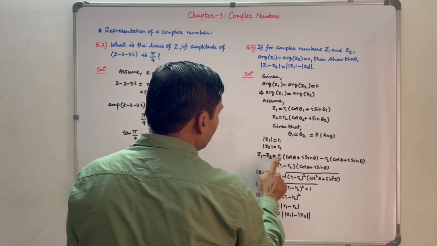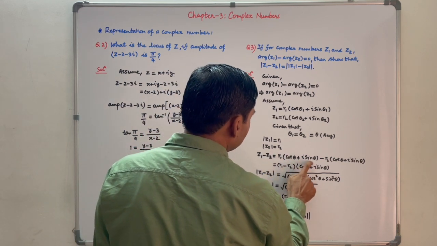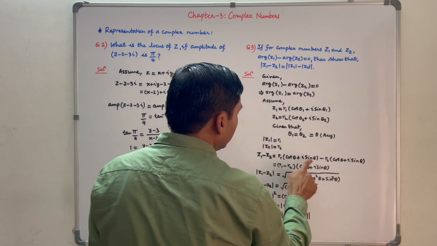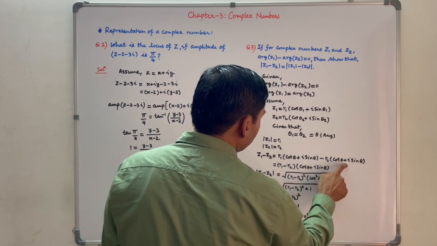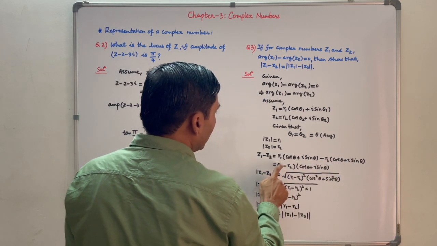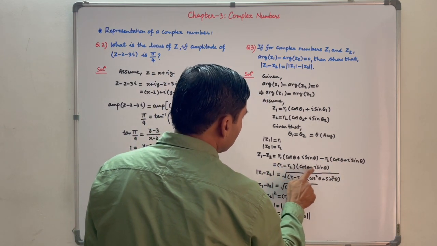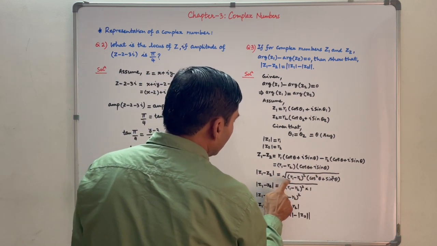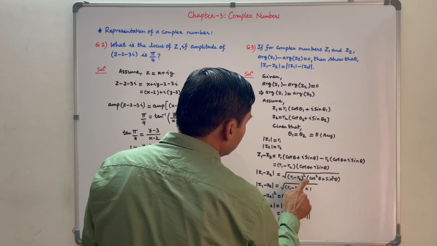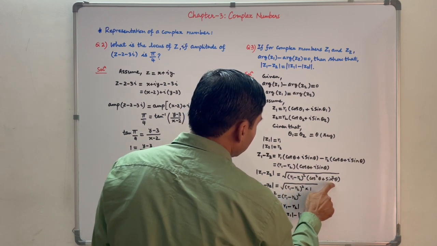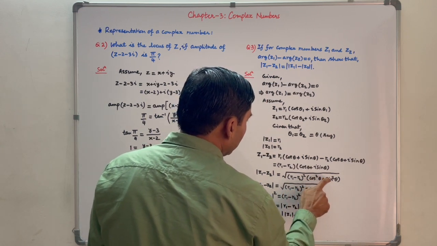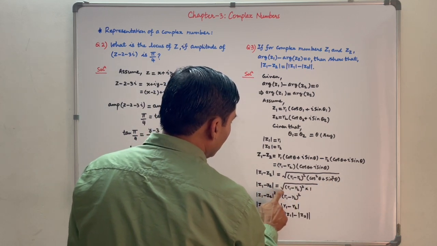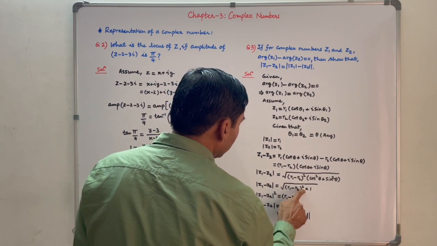z1 minus z2 is equal to r1 into (cos theta plus i sin theta) minus r2 into (cos theta plus i sin theta). We can take cos theta plus i sin theta common in both the terms. So it will be (r1 minus r2) into (cos theta plus i sin theta). So mod of (z1 minus z2) is equal to under root (r1 minus r2) whole square into (cos square theta plus sin square theta). Value of cos square theta plus sin square theta is equal to 1. So mod of (z1 minus z2) is equal to under root (r1 minus r2) whole square.